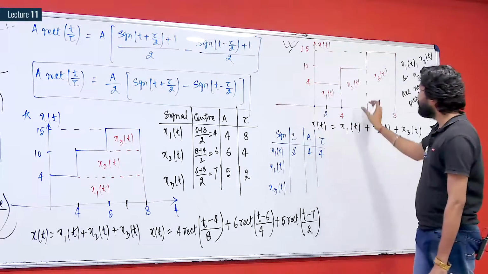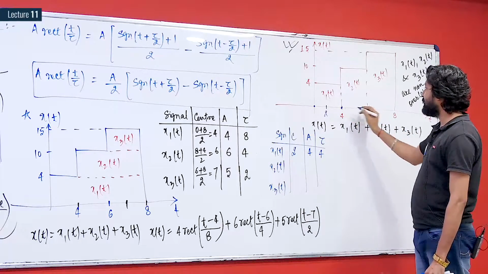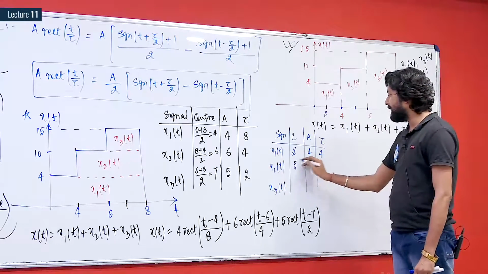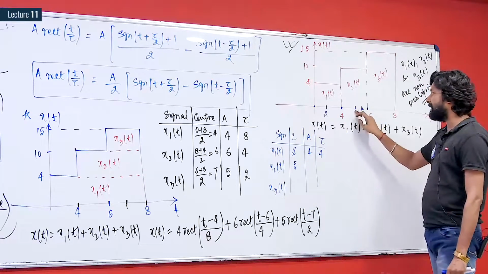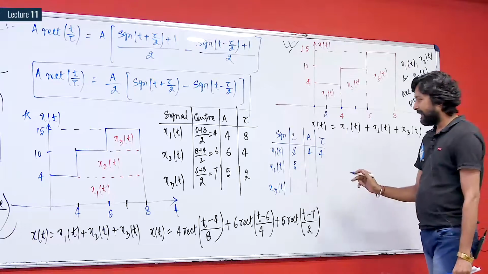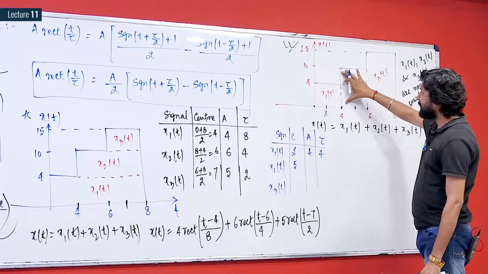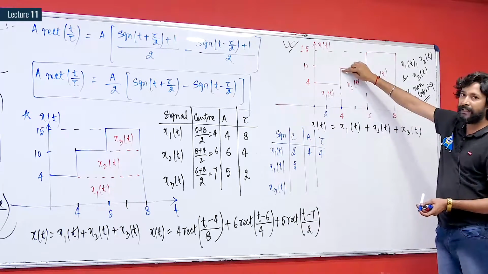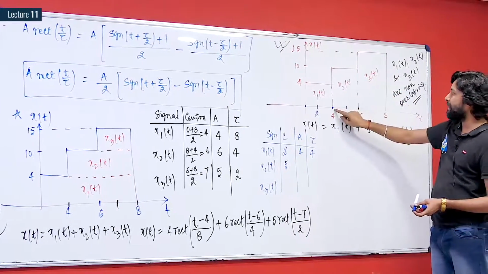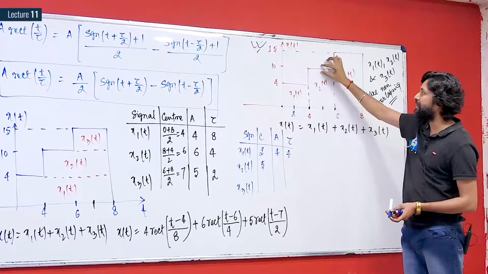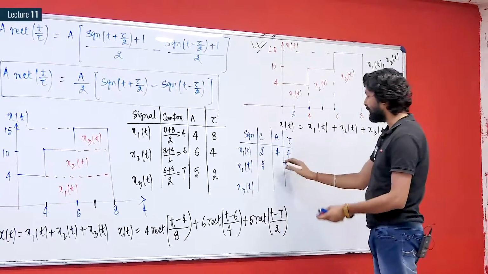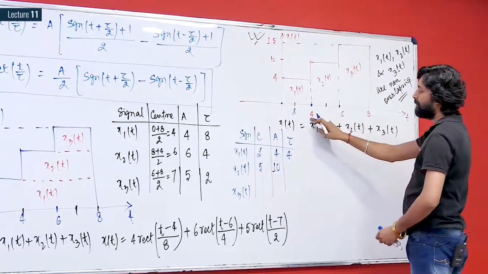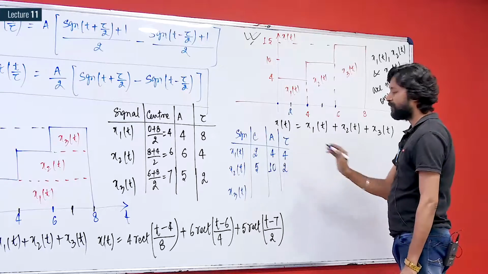Again for x2 of t, this rectangle exists between 4 and 6, so the center will be at (4 + 6), that is 10 divided by 2, which equals 5. Now in this case the amplitude is the total height this rectangle has between 4 and 6, which is 10. So the amplitude value for rectangle 2 is 10, and the total width is from 4 to 6, so the total width is 2 seconds.